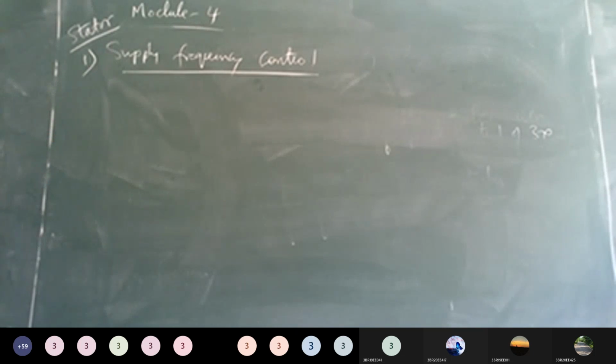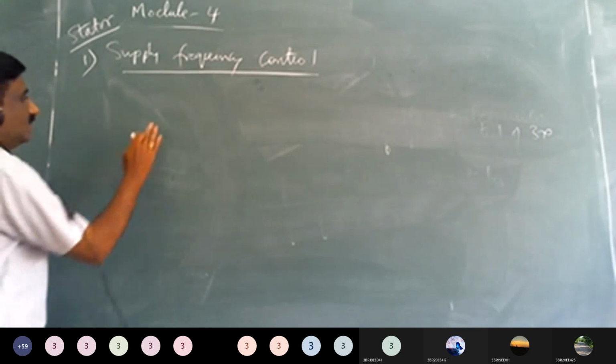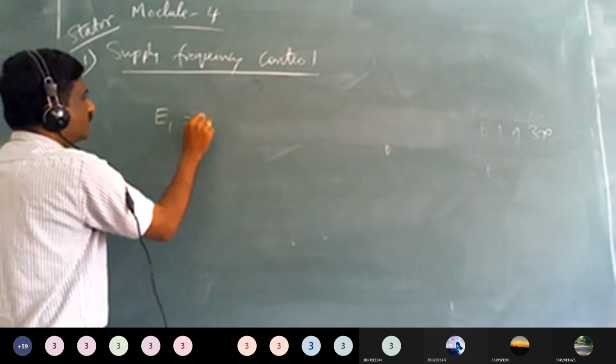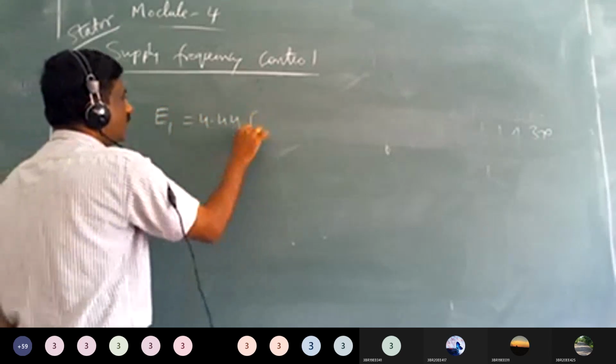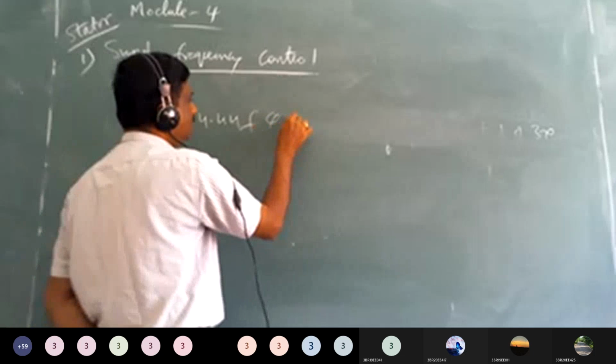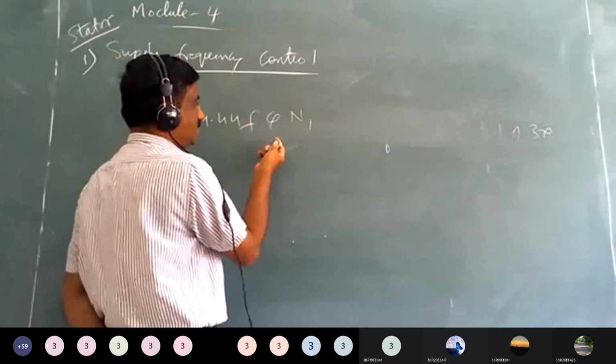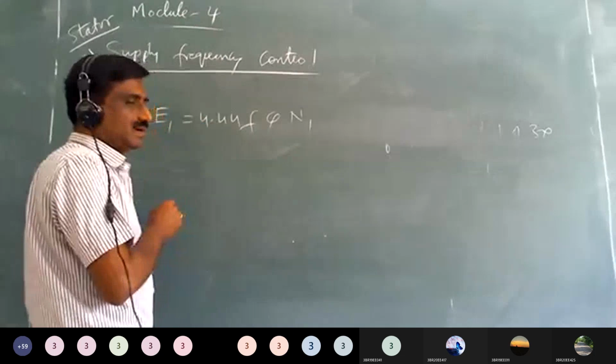Supply frequency control. We know the EMF equation of transformer. Primary, if you say, 4.44 F into phi into N1 we write, isn't it? Number of turns. Is it like this we write there? Hello?